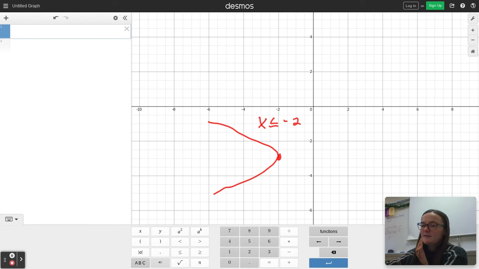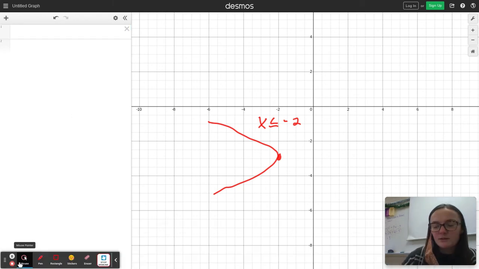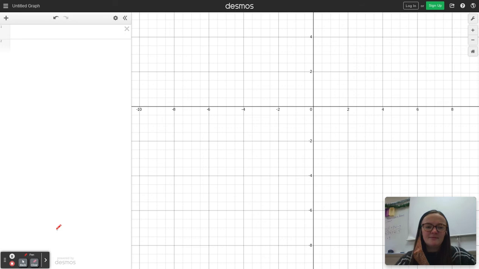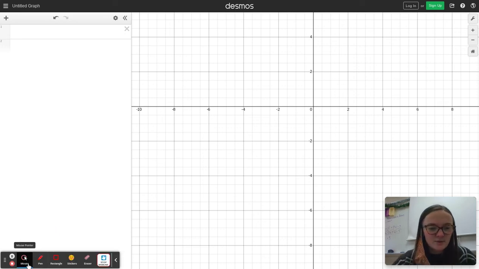So to graph something that is parametric, let me actually clear the screen here. Clear. Okay. Let's go ahead and try to graph something. I think this one's kind of cool. So let's do one that I think is cool.